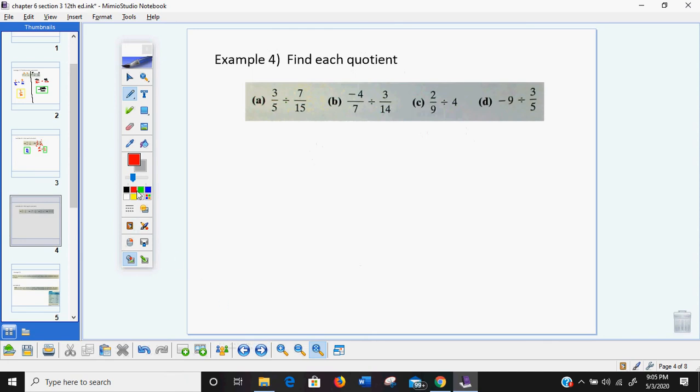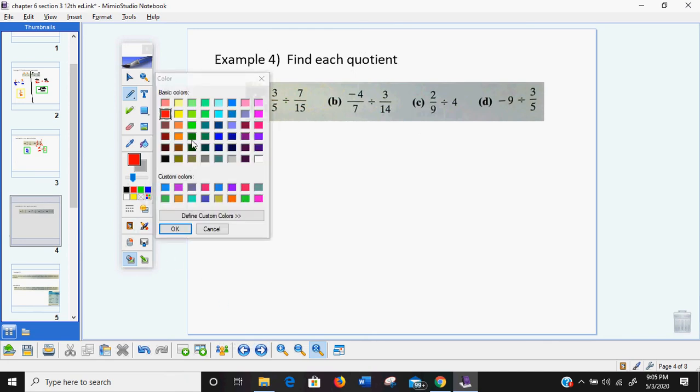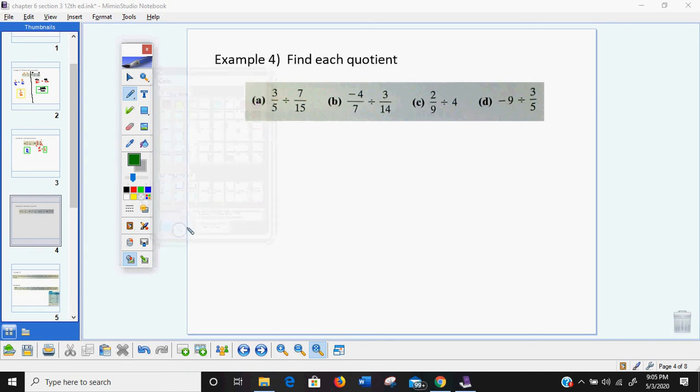The next example is quotient. This is division. You learned in middle school to keep the first one, 3/5. Change the middle to multiplication, and flip the second one to 15 over 7. Now you're going to do 3 times 15 is 45. 5 times 7 is 35. Now you can tell that this will reduce. You end up with 9 over 7.